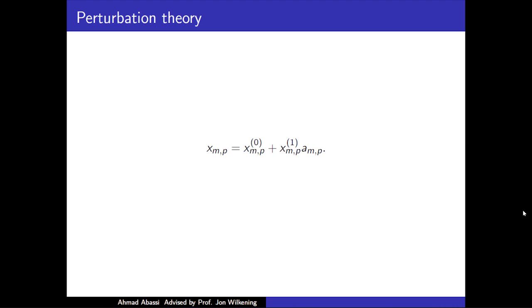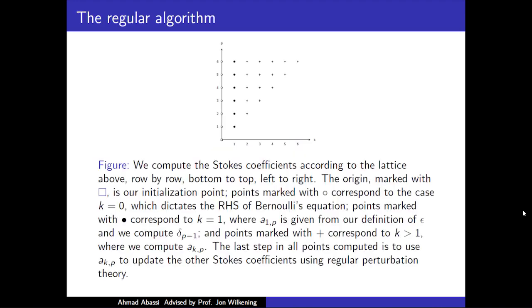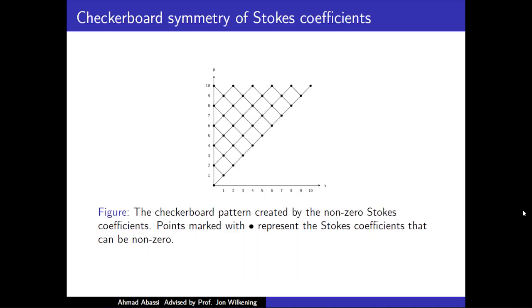This is the equation of perturbation theory, where we use A_MP to update the X and P Stokes coefficients at lattice point MP. This is an illustration of the regular algorithm, where we compute the Stokes coefficients point by point, row by row, bottom to top, left to right. And this is the checkerboard symmetry created by the non-zero Stokes coefficients in the regular problem.